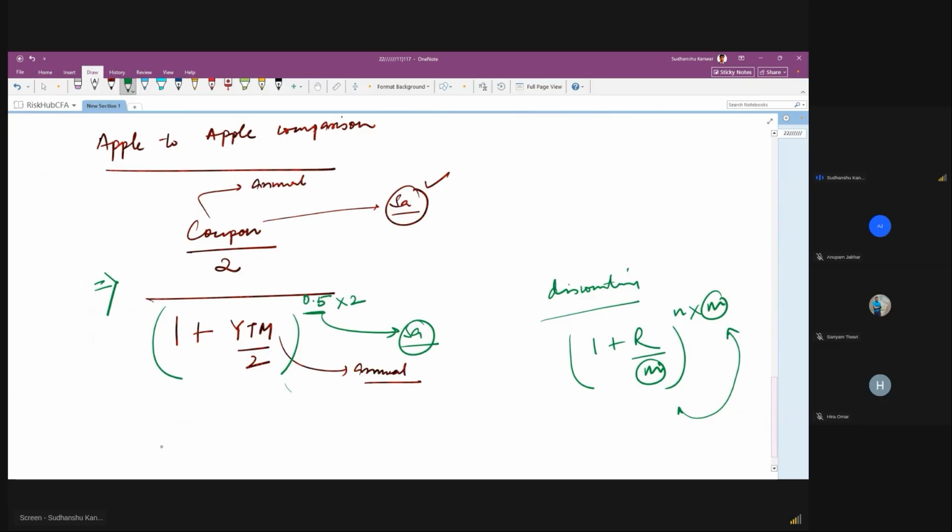Because ultimately the period is shrinking. What are you doing? You are saying that instead of my coupon coming in the third year, coupon is coming here. If coupon is coming here, you're discounting a shorter distance. You're discounting 6 months, right? And if you're discounting 6 months, your YTM also has to become 6 months. Coupon is as such 6 months. YTM also has to become 6 months. Make sense?